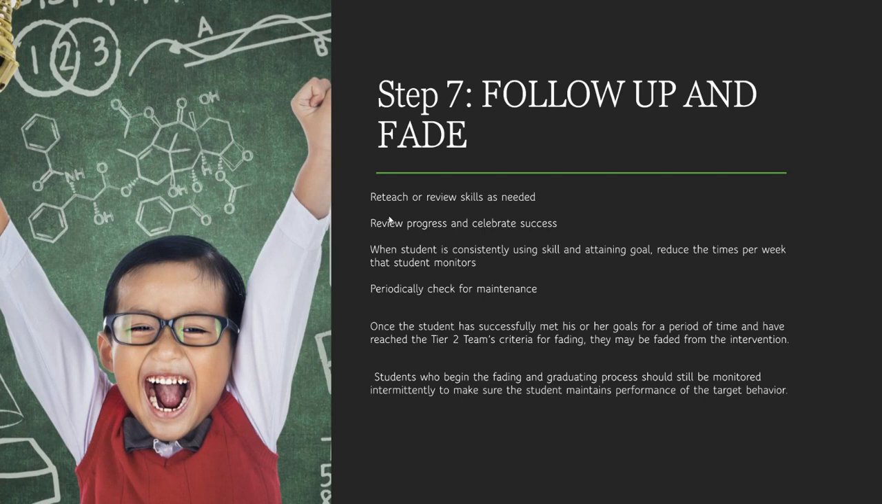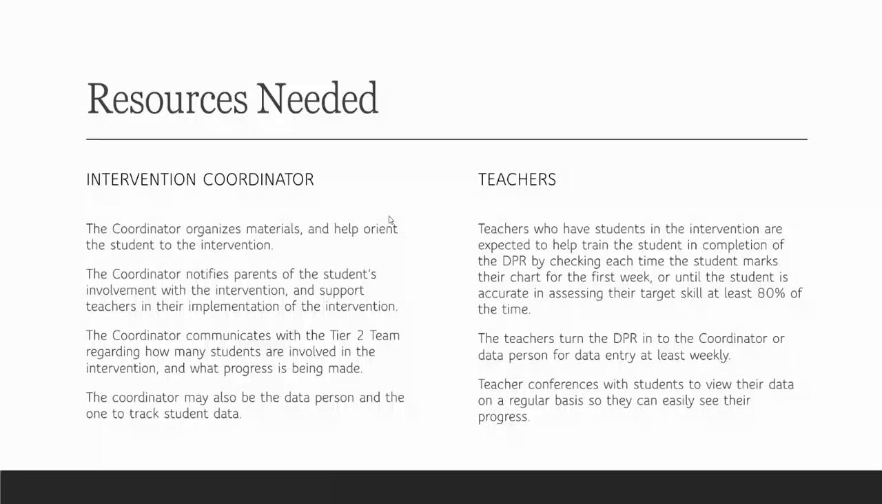Once that student has successfully met his or her goals for a period of time and have reached that criteria that the tier 2 team has set for success, then we're going to begin fading them from this intervention and reducing the amount of supports that we have. And again, we're not going to do this cold turkey. We're going to do this incrementally so that we make sure that the students are still able to maintain the skills that they are getting. So when we are doing this fading, students who are fading are going to still be monitored to make sure that that student is maintaining that performance of that targeted behavior.